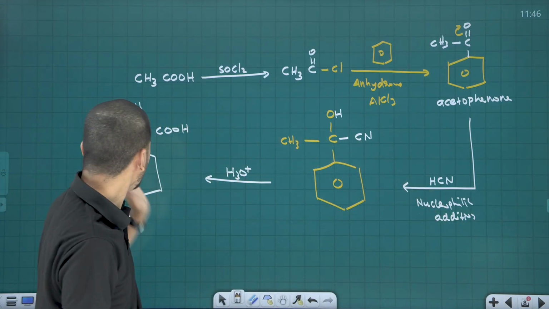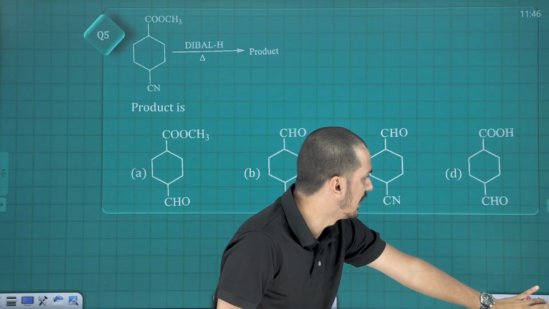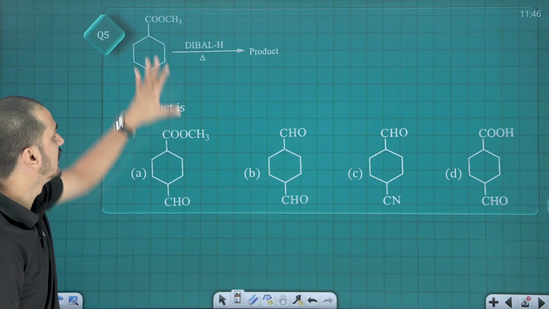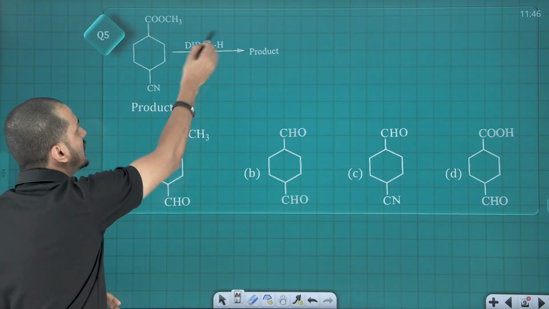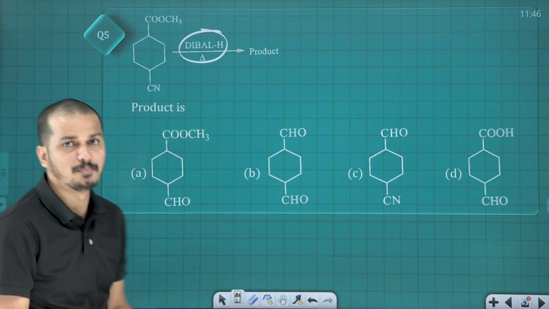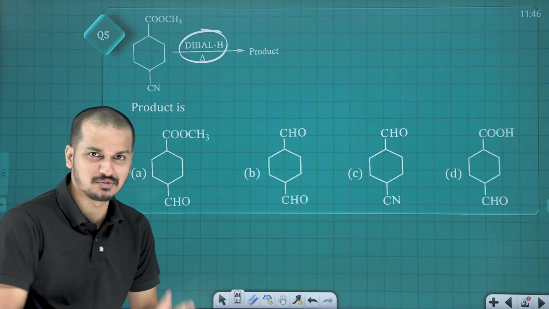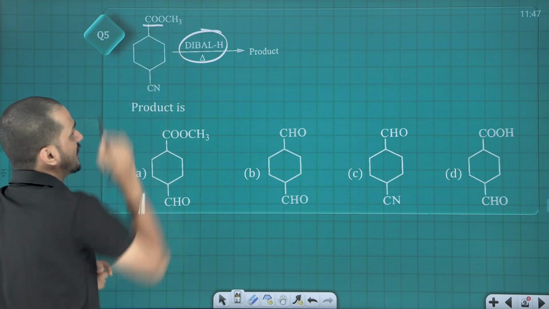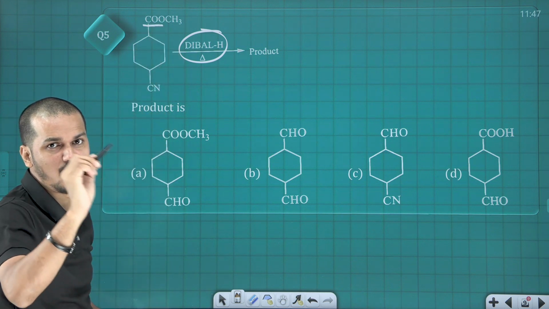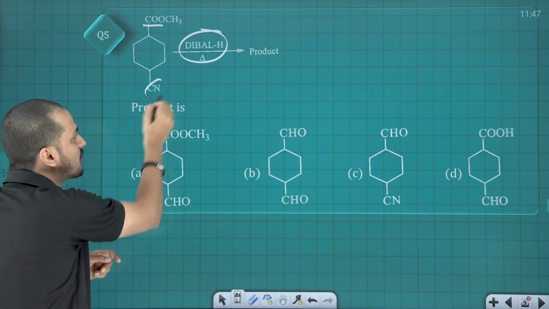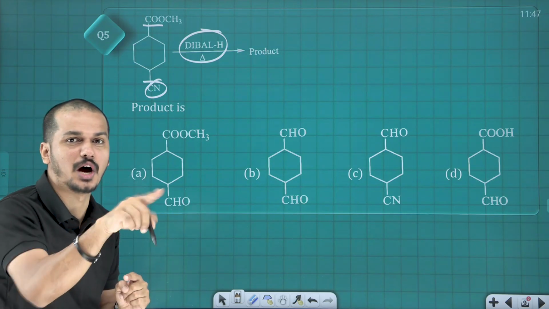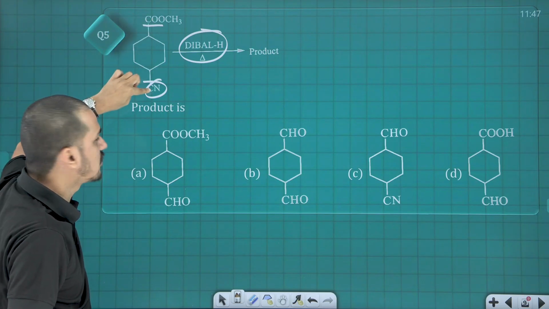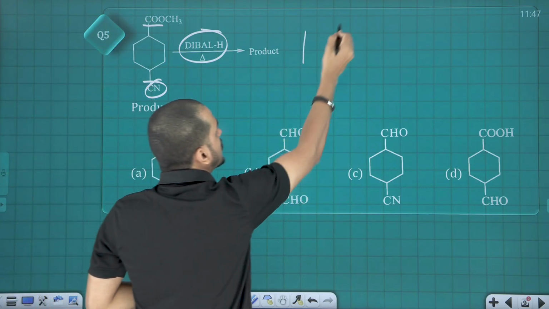Ready? Once we go to the next question, this is the next question. They have given one compound and they are treating it with DIBAL, diisobutyl aluminium hydride. What will it do? It can reduce esters, R-C-O-O-R', and it can also reduce nitrile into aldehyde. So this will be reduced to aldehyde, CHO will come, and this also will reduce to aldehyde, so there also CHO will come.